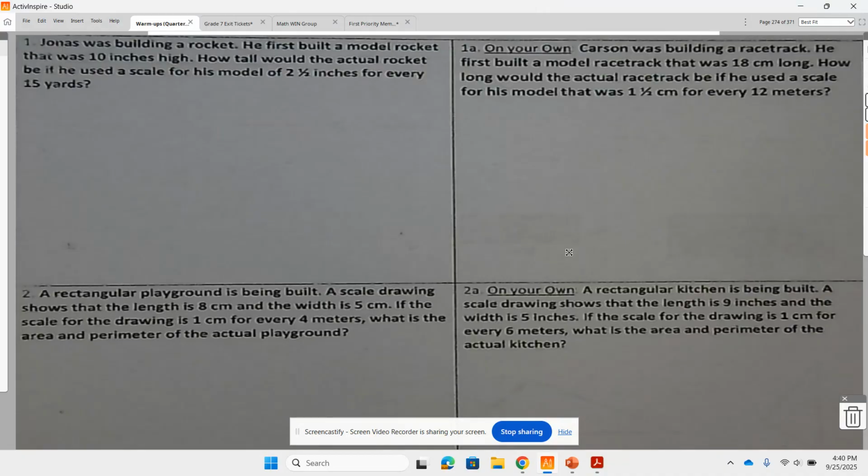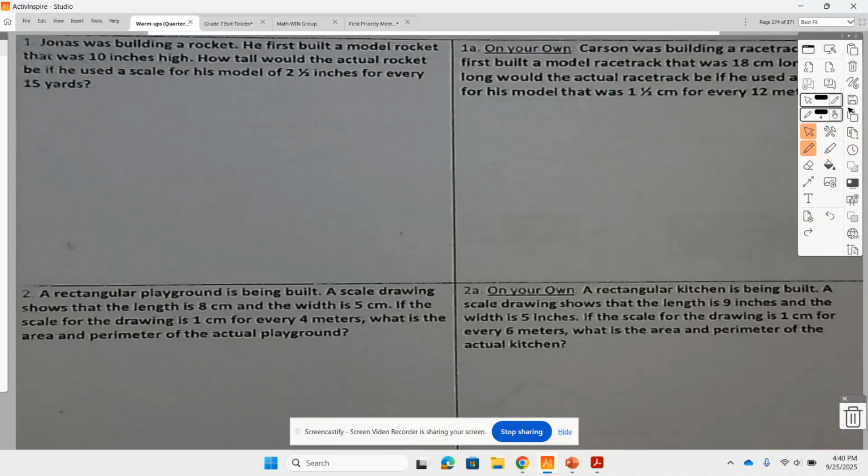Look at number 1. Jonas was building a rocket. He first built a model rocket that was 10 inches high. How tall would the actual rocket be if he used a scale for his model of 2.5 inches for every 15 yards? Scale drawings applies to WKU like we were working on last week.